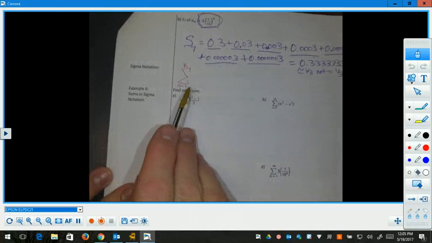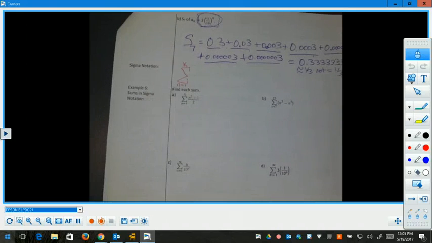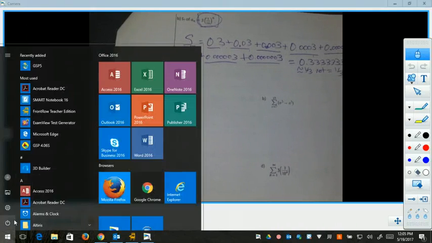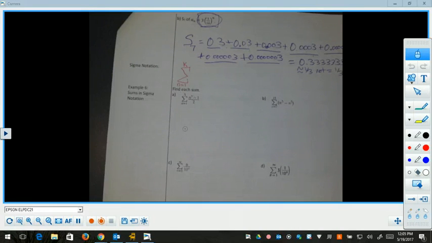So you can actually take sigma, you've probably seen it in Microsoft Excel, for those of you who have used Microsoft Excel. If I have a bunch of numbers, let's see if this is actually going to open.